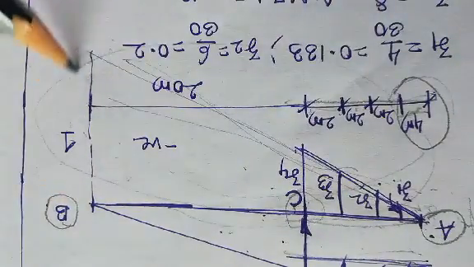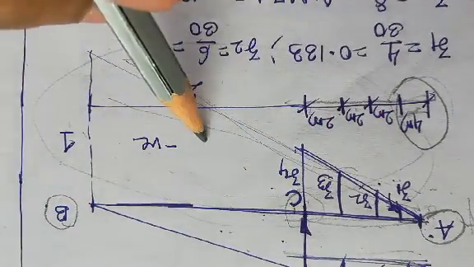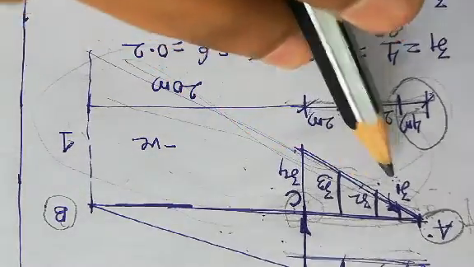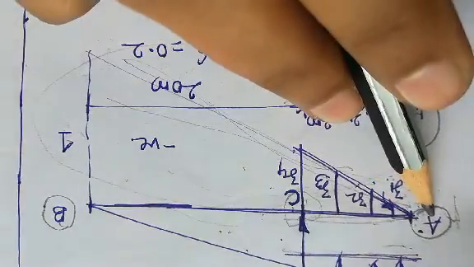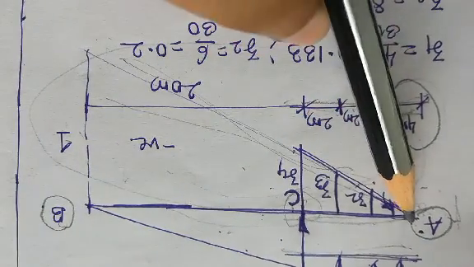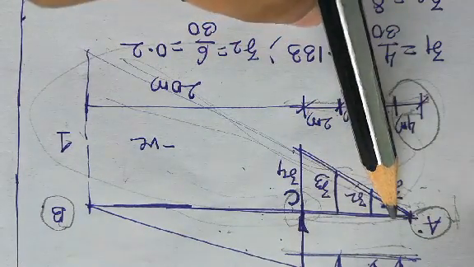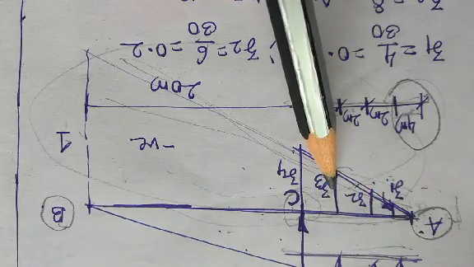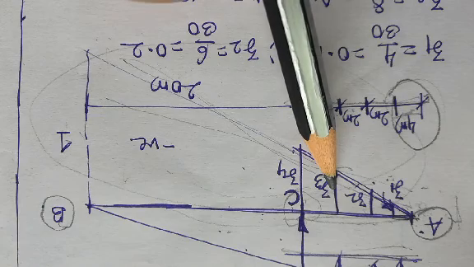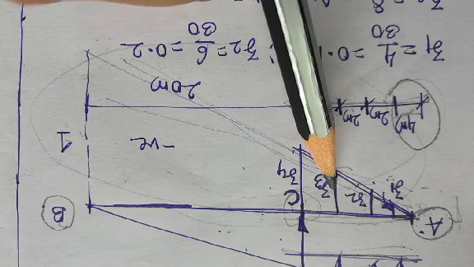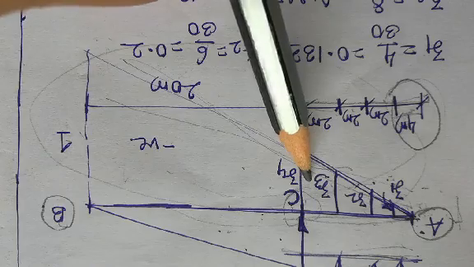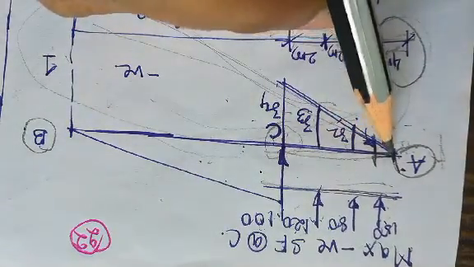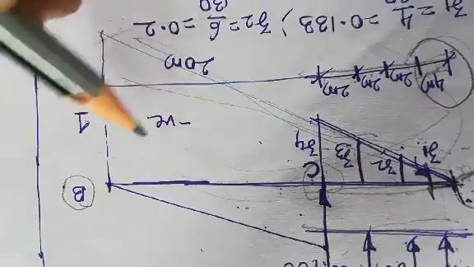Okay, so this is the influence line diagram for negative shear force. Now let us calculate Z4, Z3, Z2, Z1 using similar triangles. For Z1 it will be 4 divided by 30. For Z2 it will be 6 divided by 30. For Z3 it will be 8 divided by 30, and for Z4 it will be 10 divided by 30. That is this base. Okay, I'll show you once.